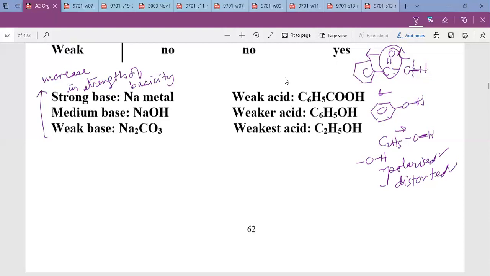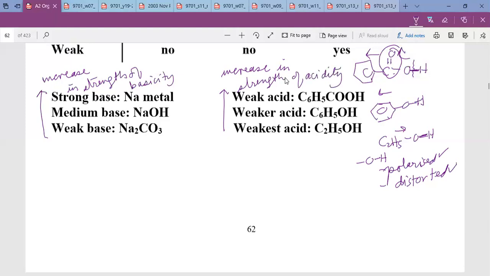All right, so for this tree here, going up also will increase in strength of the acid, or increase in acidity.